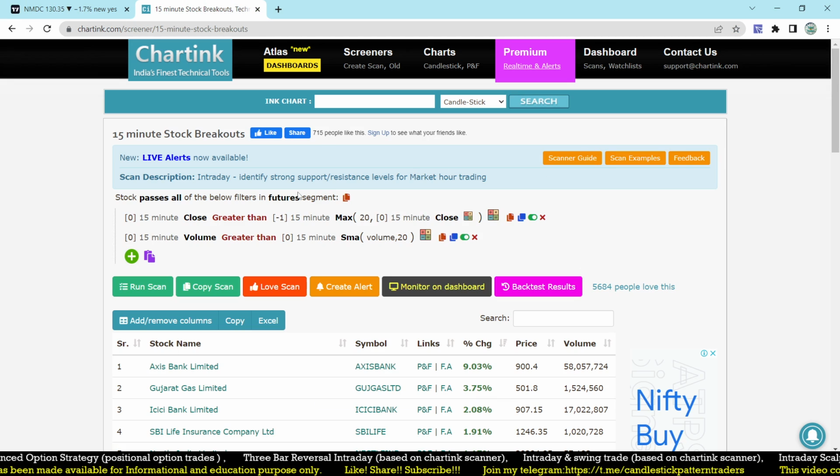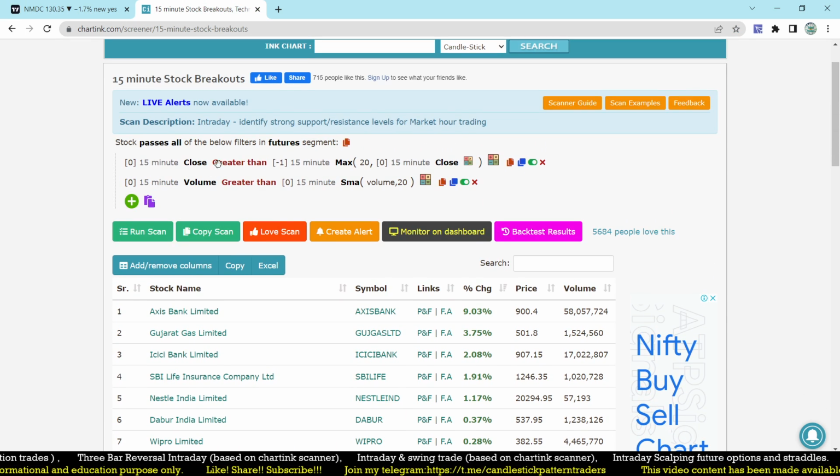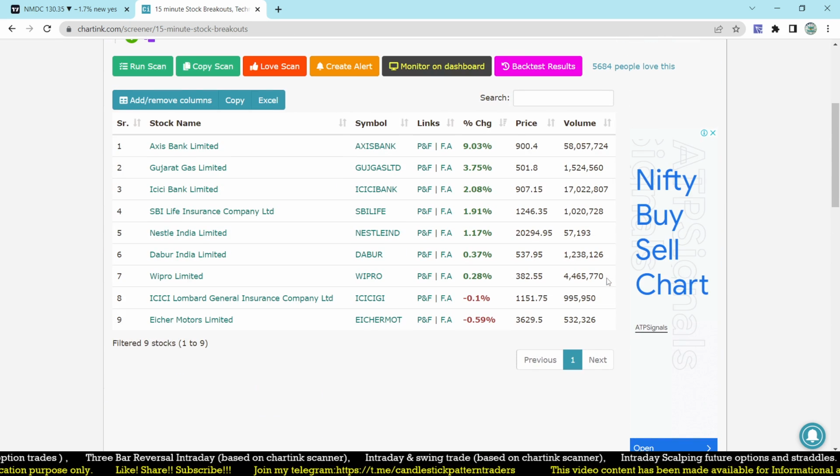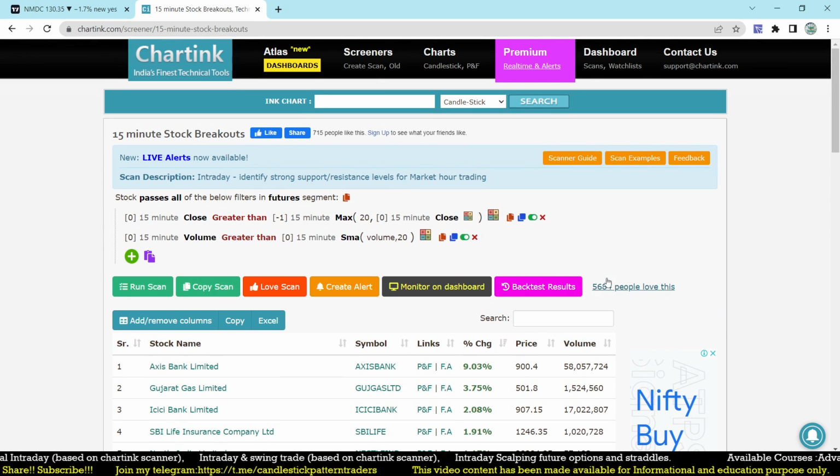Okay, so the 15 minutes breakout is happening on the maximum of the last 20 bars. When the 20 bars closed, at the same time the 15 minutes volume must be greater than the 15 minutes SMA volume, right? So these are the stocks. If you find too many stocks, we may not be able to make an intraday trade.